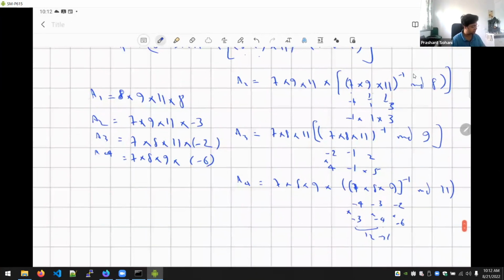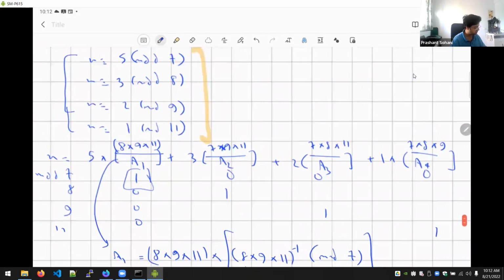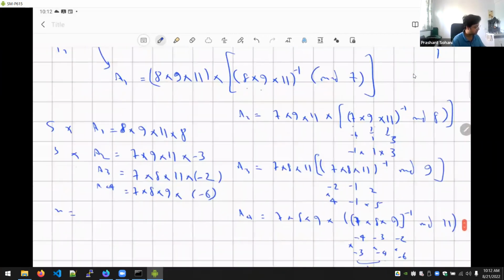Okay, so we have the answer. So A1 is this, A2 is this, A3 is this, A4 is this. So X is simply the first whole thing multiplied by C1. So what were our C1, C2? 5, 3, 2, 1. So if I multiply this by 5, this by 3, this by 2, and this by 1, and add, I should get the solution of my original equation. Anybody wants to do that? I don't want to do that.